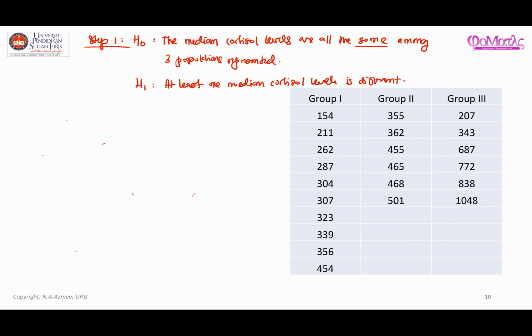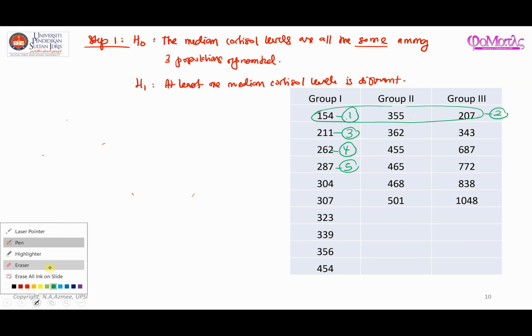What color? This one. Okay, so here I can see that out of all these 3, this is the lowest, and then 207, so this is 2, and then this is 3. Next we have 355, 362, 343, this is 4. So all the 200s must be ranked first, because this is 355, 362. Okay, so we can forget about that observation first.